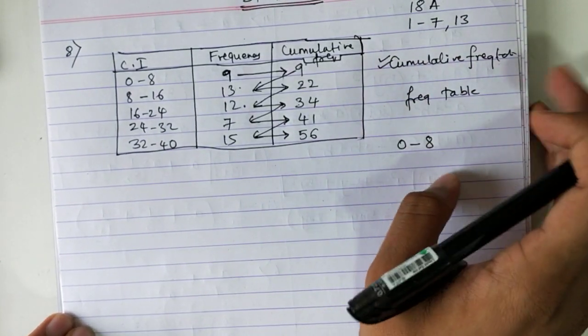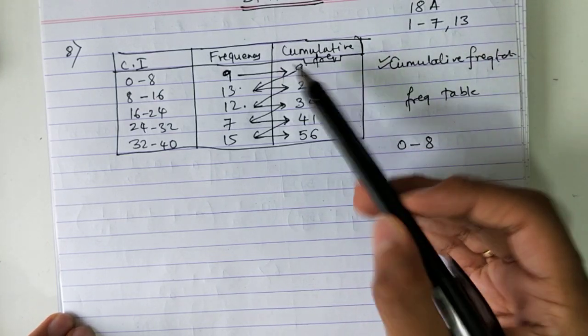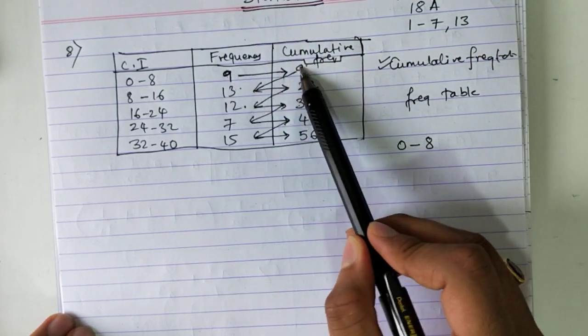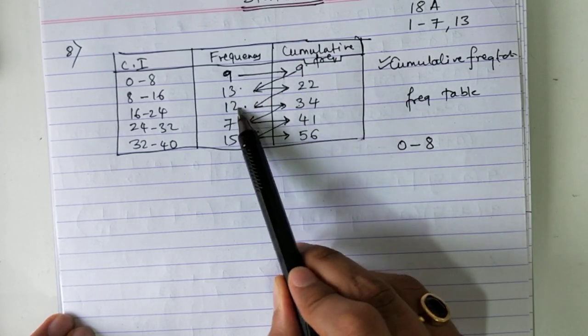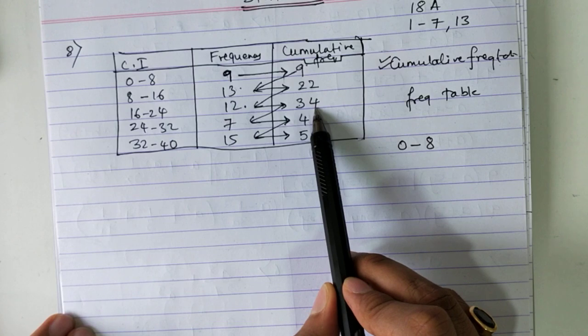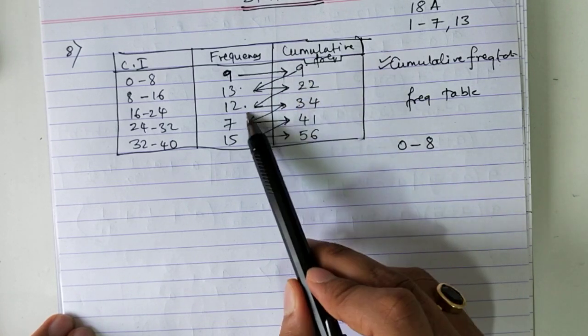It's a small sum. Once again I'll repeat how we did. Copy the first value as it is. Add this value with the next value of frequency and write the answer here. Add this with the next value of frequency and write the answer here. So we have to keep adding and write the answer.